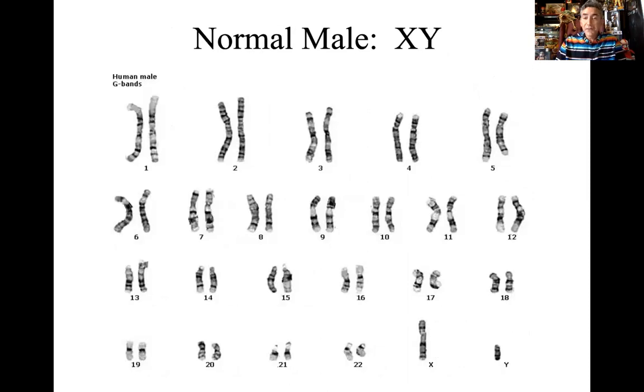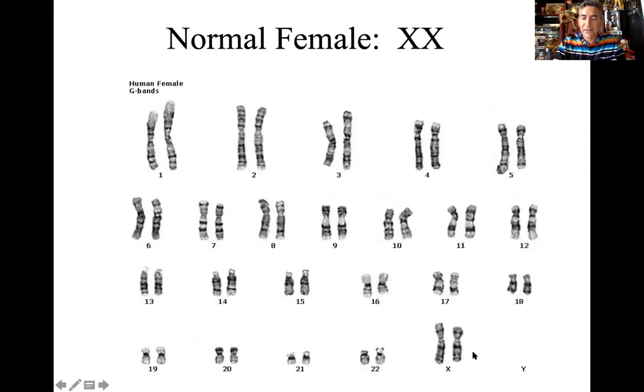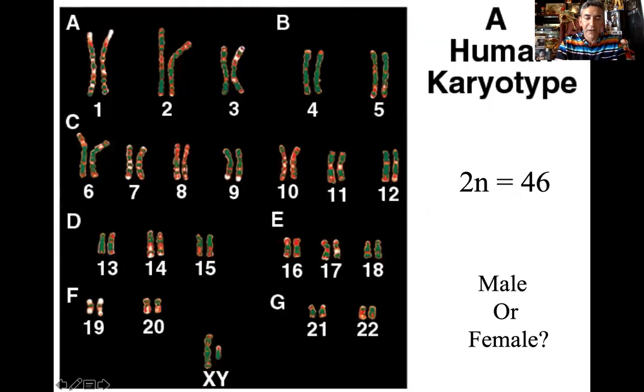Again, a normal male. Why male? Because we have the X and the Y. And this is just standard. They always start with the longest chromosomes, chromosome 1, and then they get to the shortest chromosomes, chromosome pair 22. And then the X and Y are typically always at the end, at the bottom down here.